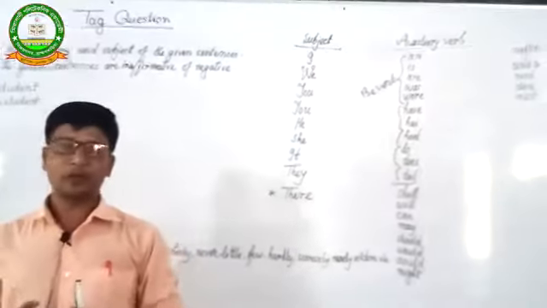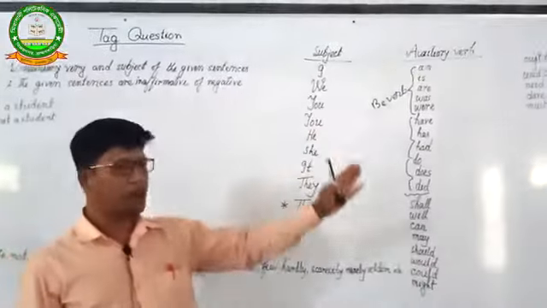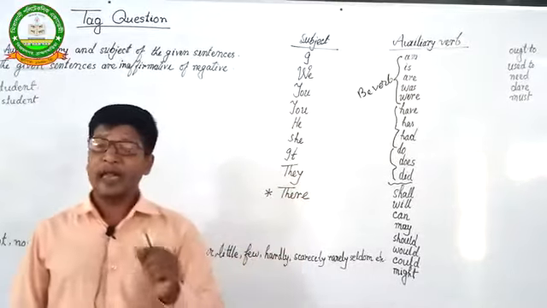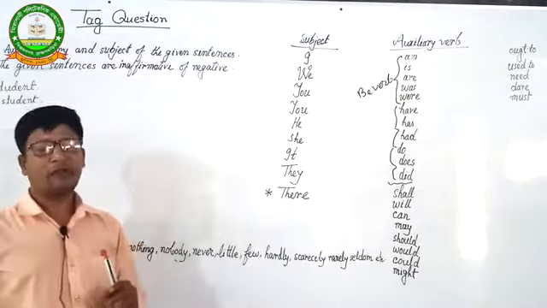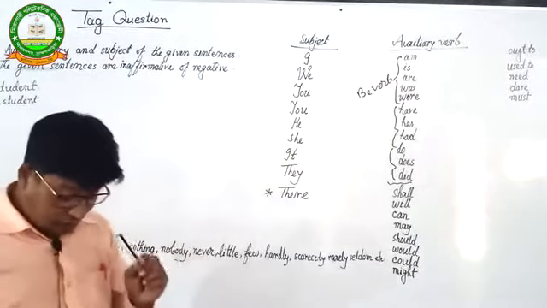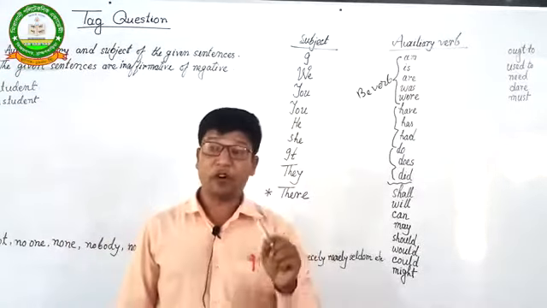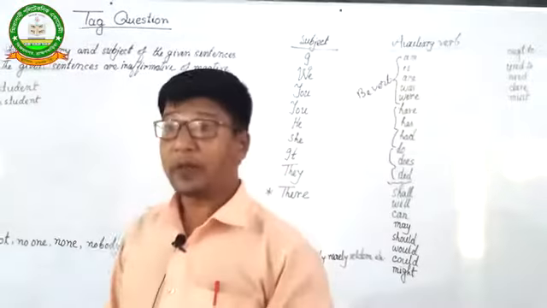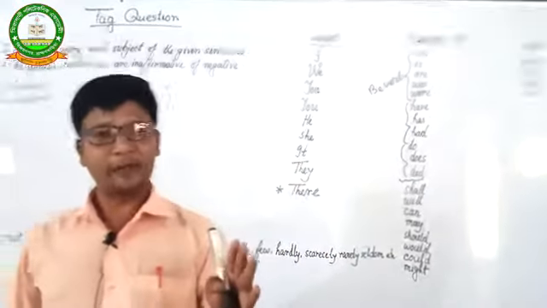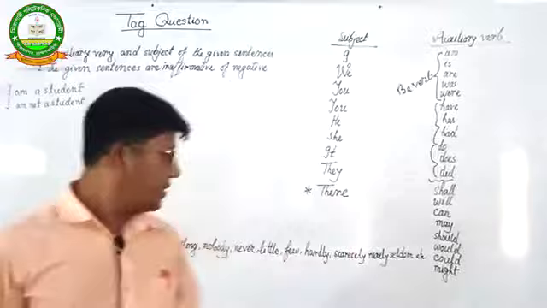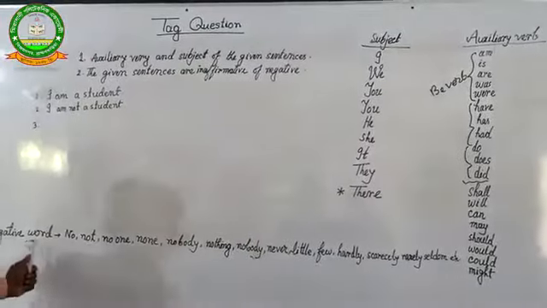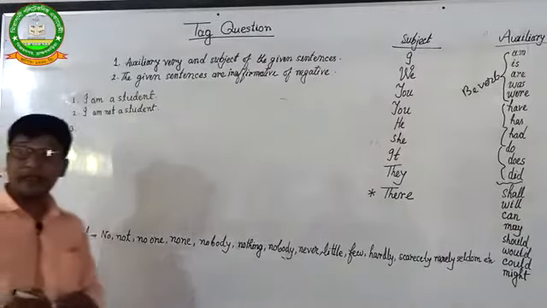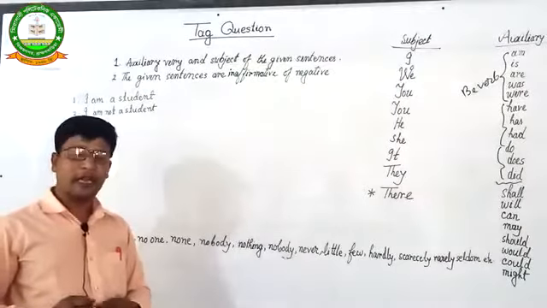If you are able to memorize these auxiliary verbs and the subjects, you will be able to answer tag questions very easily. And you have to remember whether the sentence is in affirmative or negative form. There are some words which are very important to remember to find out a negative or affirmative sentence. Here, I have written some words. If you remember these, you will be able to identify whether the sentence is affirmative or negative.